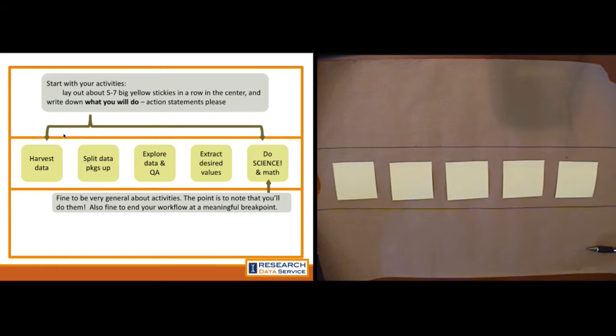So I'm going to give you about 2 minutes to just write down some action statements. So for example, we see in the slides, harvest data, split the data packages up. I mocked this up based on a large XML harvesting project that I did, where I was gathering in several 100,000 core XML files that had to be split up into a couple million constituent XML files. So harvesting the core data, splitting the data packages up, data exploration, extract the values that I want out of them, and construct the data file for analysis.